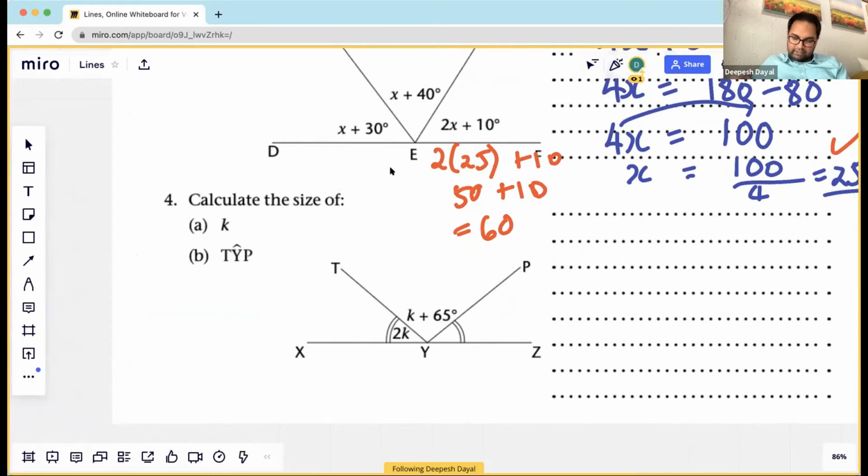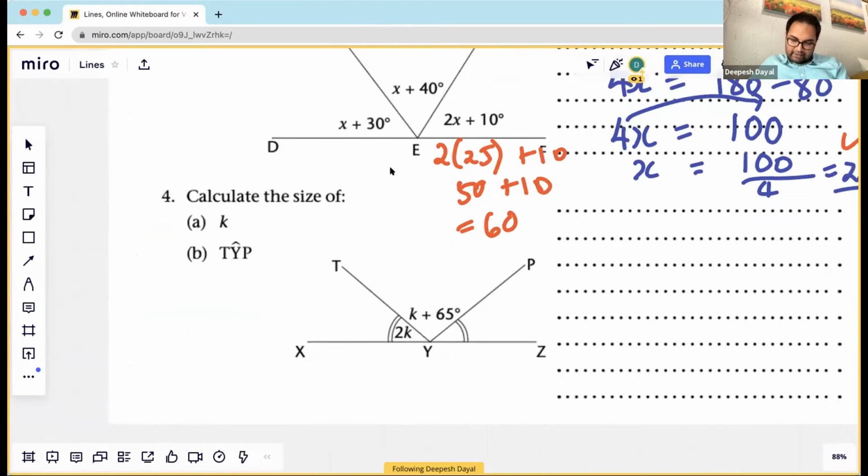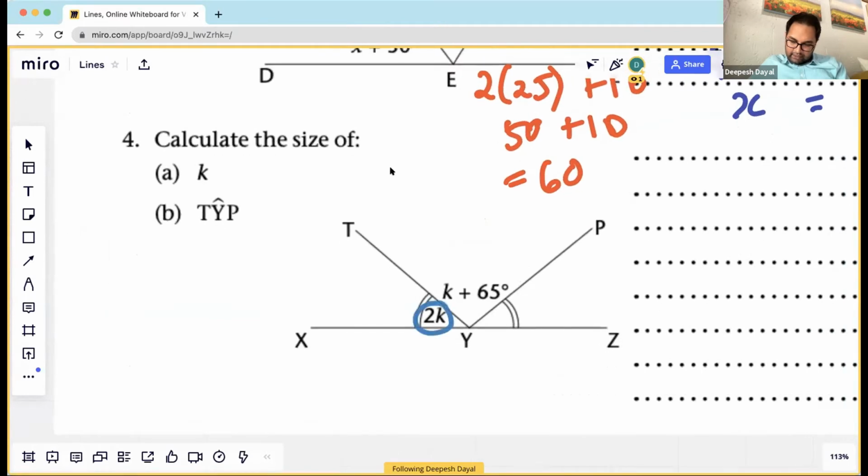And lastly, we've got this one here. Because these lines, can you see there's two lines here? It means these angles are the same. If this is 2K, it means this will be 2K as well, right? So find K for me.